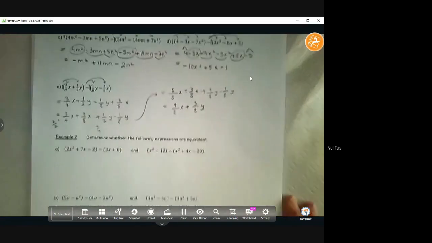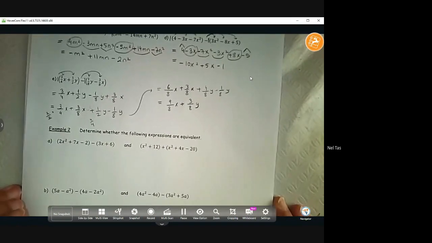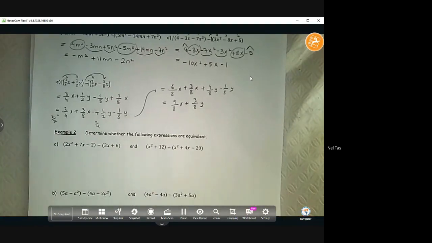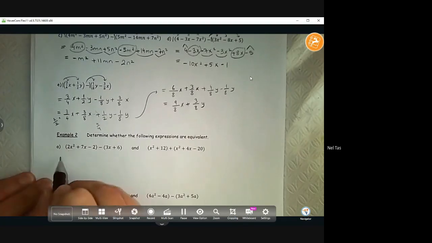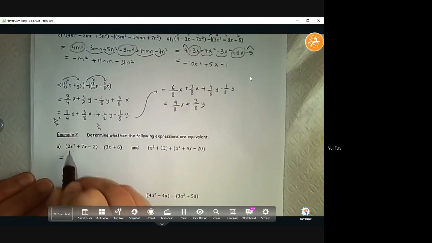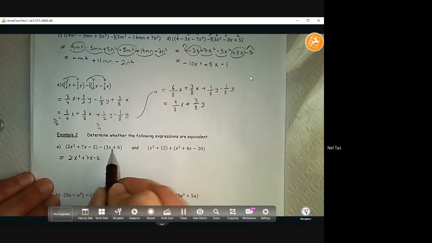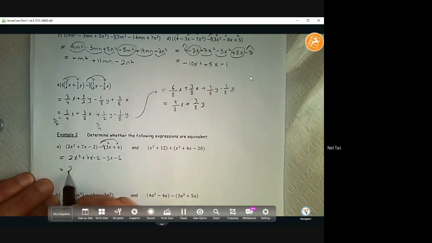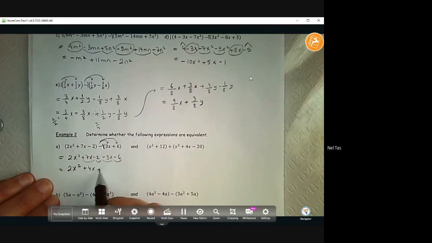Let's look at example 2. Determine whether the following expressions are equivalent. So to be able to see if they are equivalent, we need to simplify them and then check if they are the same. Okay, so first one, get rid of the brackets. That's the first step. So 2x squared plus 7x minus 2. Then get rid of this bracket. There is negative 1 here. Distribute. Negative 3x minus 6. Collect like terms. 2x squared, 7x minus 3x gives you 4x, minus 2 minus 6 gives you minus 8.